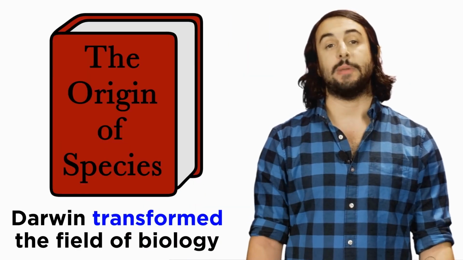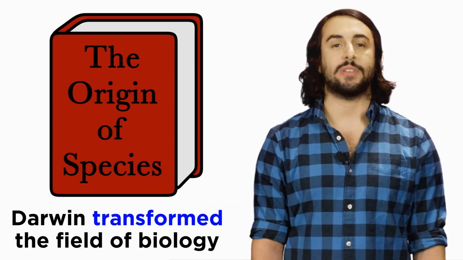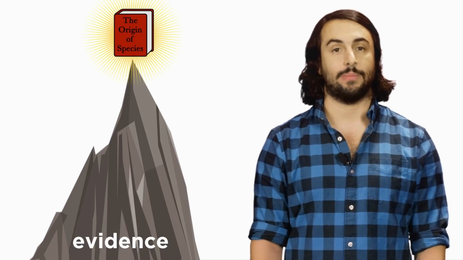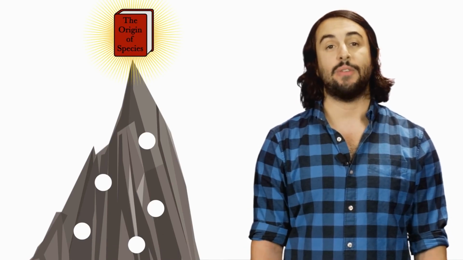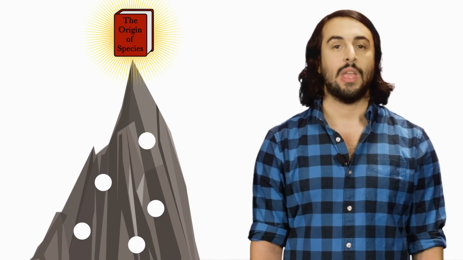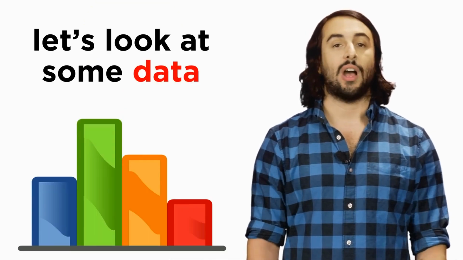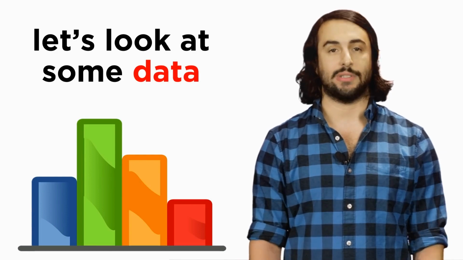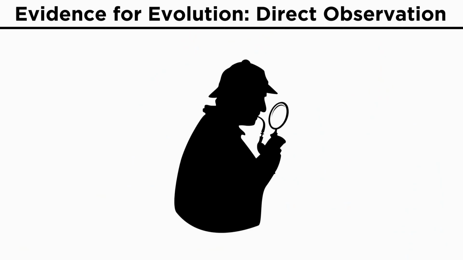With the Origin of Species, Darwin transformed science and provided a mountain of evidence for the evolution of life by natural selection. But there were also holes in the evidence, which have since been filled in many times over. Let's go over a quick summary of the main types of data that illustrate how evolution happens. The first of these types involves direct observation.